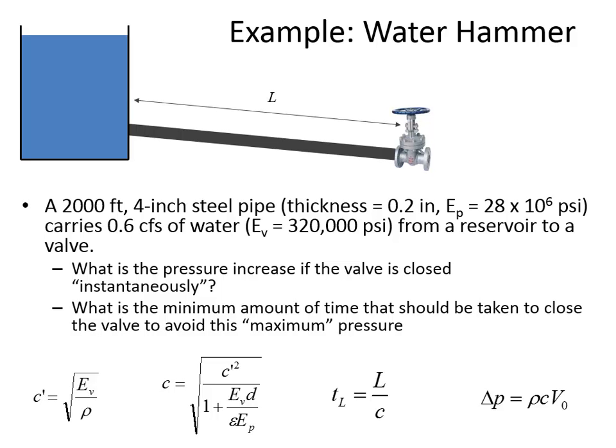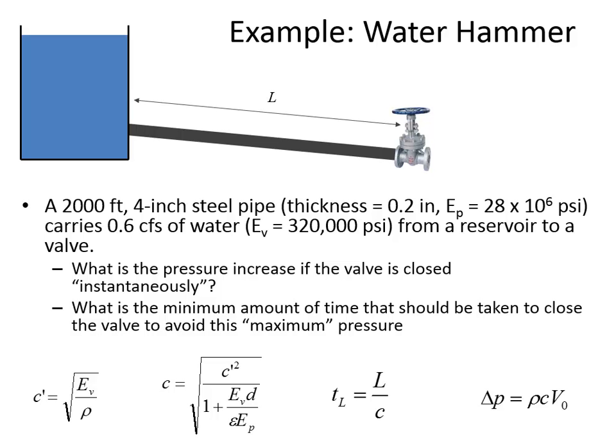Now, how long does it take for that shock wave to make the round trip? At that speed that we'd calculated already, the time is going to be twice the travel distance. If the length is 2,000 feet, it'll go from the valve to the reservoir and back again, so it'll be 4,000 feet. And then it's moving at a speed of 4397 feet per second. So that's 0.91 seconds.